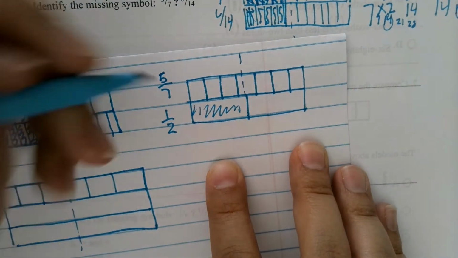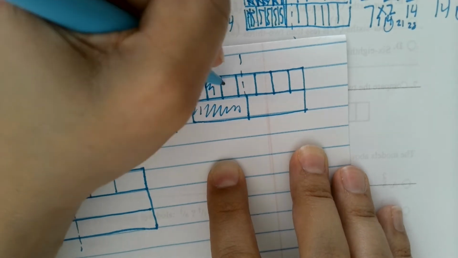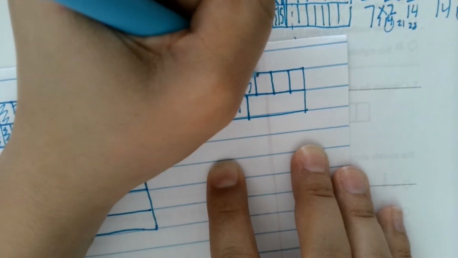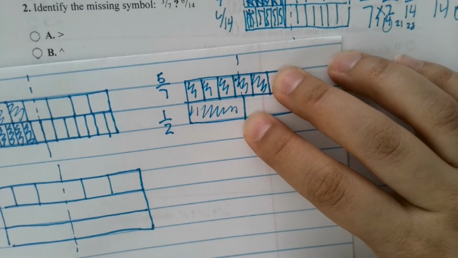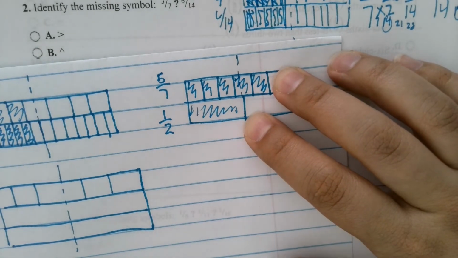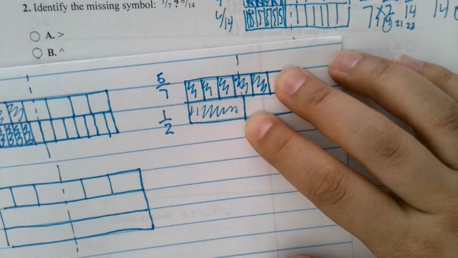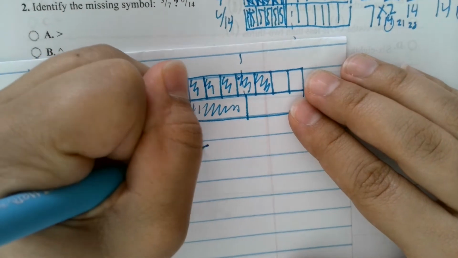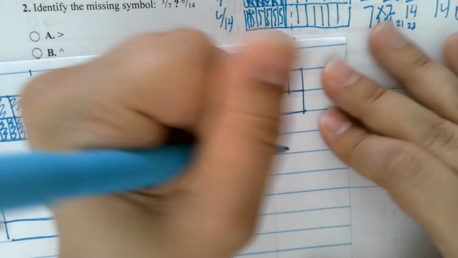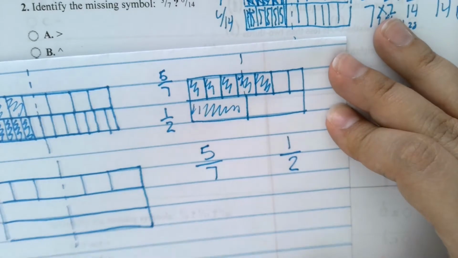So there's that fraction, 5/7, 1, 2, 3, 4, 5. Now with this one right here, I don't think that I would have to go ahead and do common multiples because it's pretty obvious, but for the sake of practice, we can go ahead and do that. So I have 5/7 and I have 1/2.